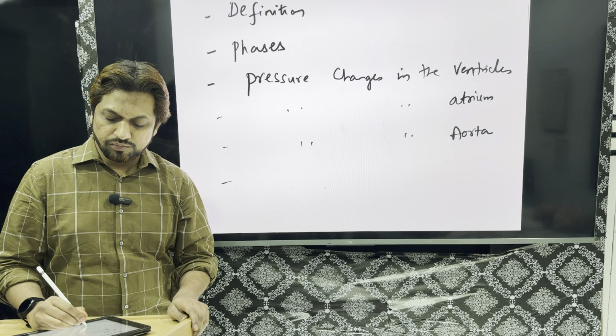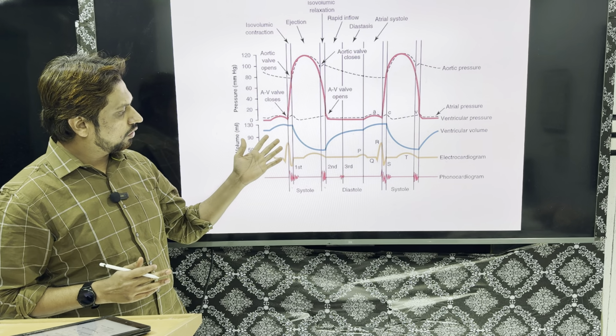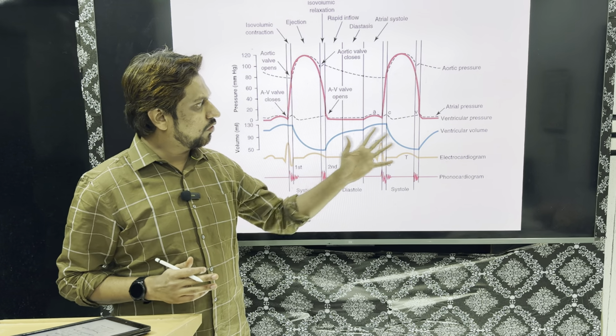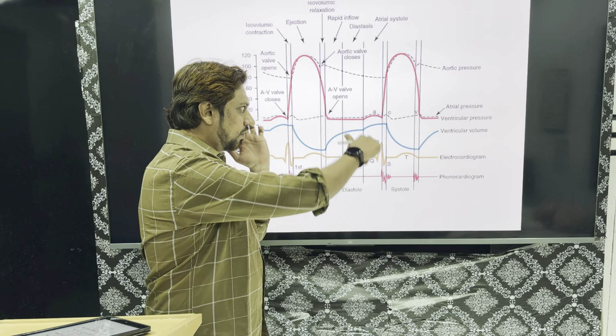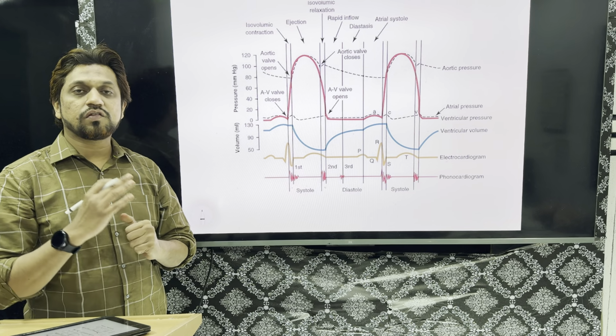Okay, ECG, that is, we will correlate the pressure and volume changes along with the ECG. So ultimately we will discuss with reference to this graph. Whenever there is a question on the cardiac cycle, you are supposed to draw this graph. It looks very clumsy, with so many pressure and volume changes together in a duration of 0.8 seconds. So we will try to make it simple. Please give your kind concentration.